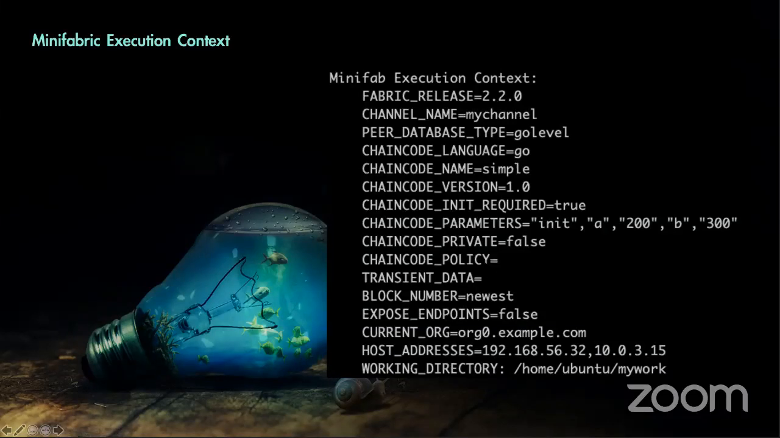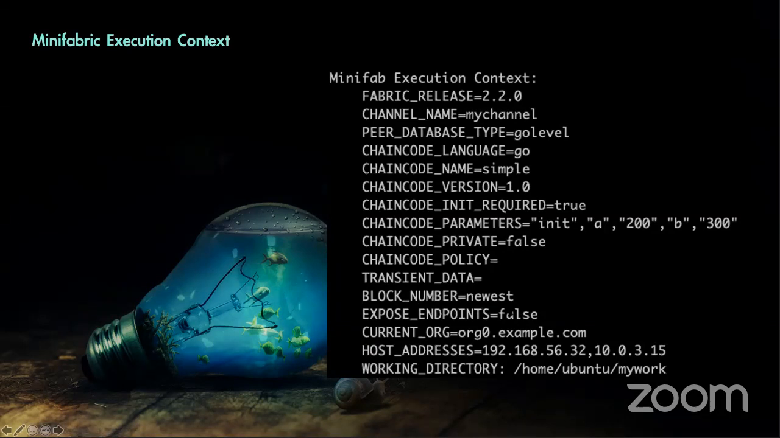When you install, initialize, or approve chain code, if you don't want the default channel endorsement policy, you can go ahead and specify a chain code policy, using syntax complying with the Fabric chain code policy syntax. Then if you deal with private data collections, you can pass in the transient data. There are a few others here, like the block number.